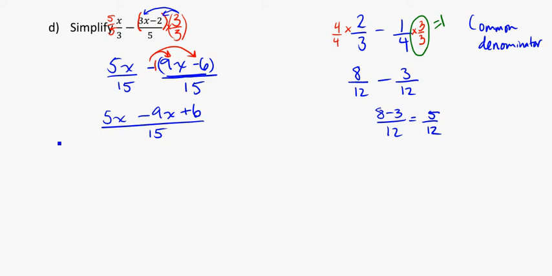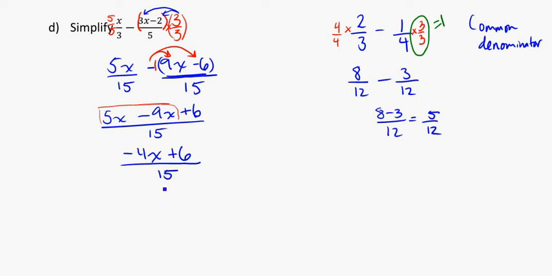Okay, so then we're nearly there. Next thing we want to look for is like terms, or any of these things I can combine together. And in fact, the 5x and the 9x I can combine. So 5 minus 9 gives me minus 4x, plus 6 stays on its own, and this is all over 15. So there we have simplified the algebraic fraction.